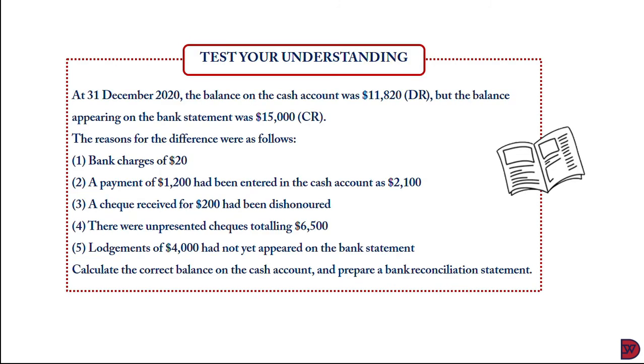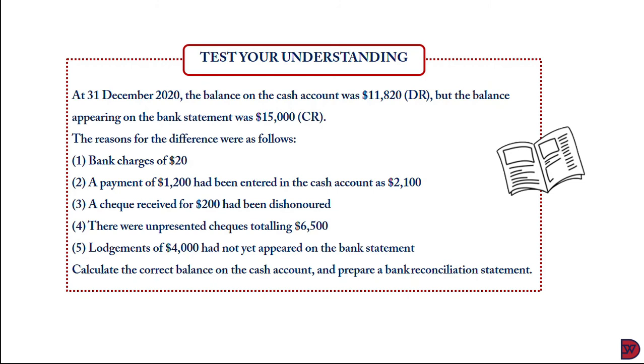Let's test our understanding. At 31st December 2020, the balance on the cash account was $11,820, which is a debit. But the balance appearing on the bank statement was 15,000 credit. The reasons for the difference were as follows. Bank charges of $20. So this is an unrecorded item. A payment of $1,200 had been entered in the cash account as $2,100, meaning there is an overstatement.